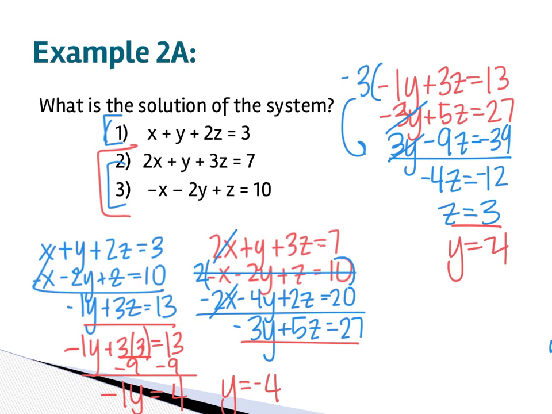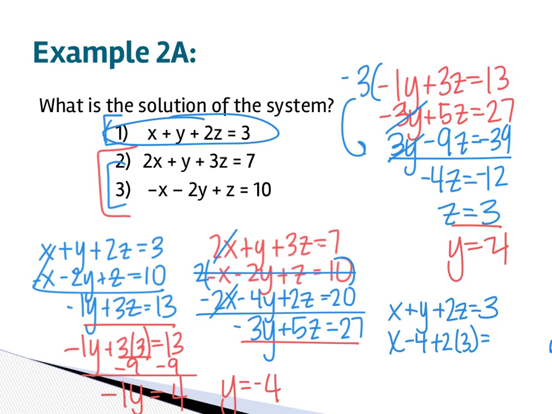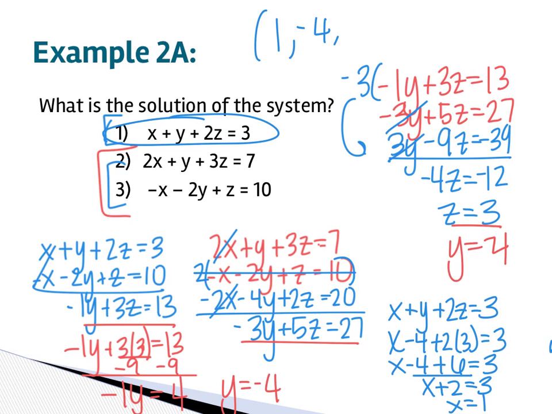Last thing I need to do is find out what x is. So I'm going to go back to one of my originals. x plus y plus 2z equals 3. Plug in my y and z. So x minus 4 plus 2 times 3 equals 3. Minus 4 plus 6 equals 3. That's 2. So x plus 2 equals 3. So x must be 1. So my solution point is 1 for x, negative 4 for y, and 3 for z.